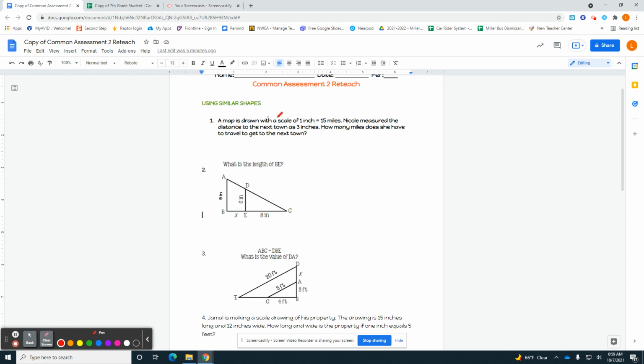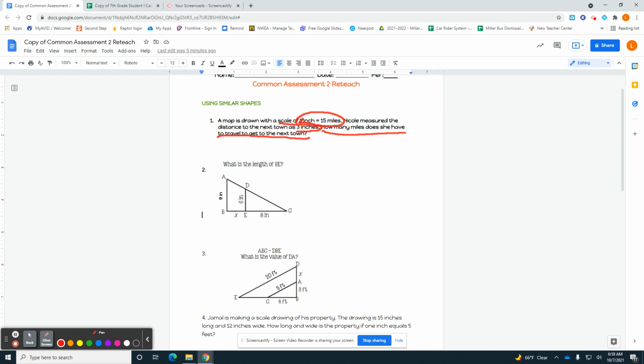It says, a map is drawn with a scale of 1 inch to 15 miles. Nicole measured the distance to the next town as 3 inches. How many miles does she have to travel to get to the next town? So we don't know how many miles she has to travel. Here it tells us a scale of 1 inch to 15 miles, and that she measured the distance to the next town as 3 inches.